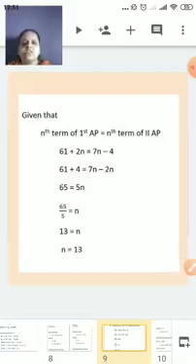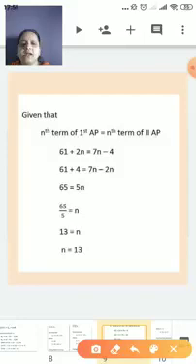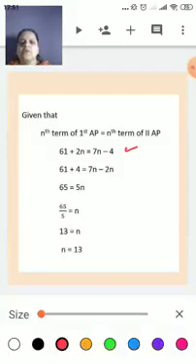Now what is given? This is the most important part. The nth term of the first AP is equal to the nth term of the second AP. Therefore, we can write 61 plus 2n, which we got in the previous step, equal to 7n minus 4. Clear?